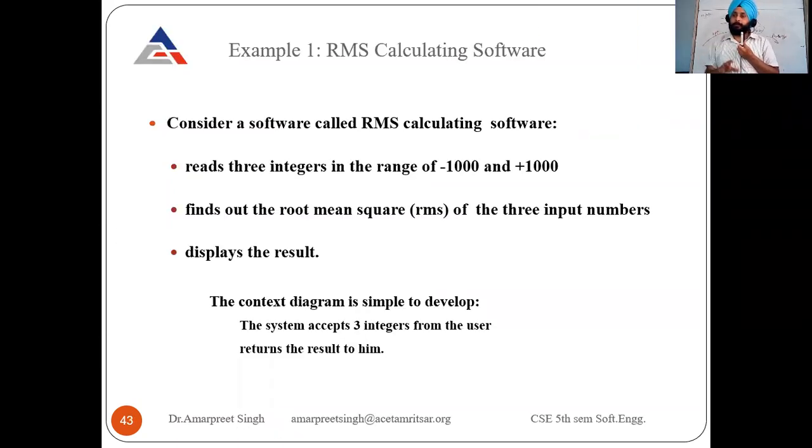We will do one example, the RMS calculating software, and we will see it up to level 2: level 0, level 1 and level 2. So understand what the problem is, then we will represent this problem through the DFD. Consider a software called RMS calculating software. It reads 3 integers in the range of -1000 to +1000. It finds the root mean square of the 3 input numbers and displays the result. I will stop here for a minute and tell you on the board what this is.